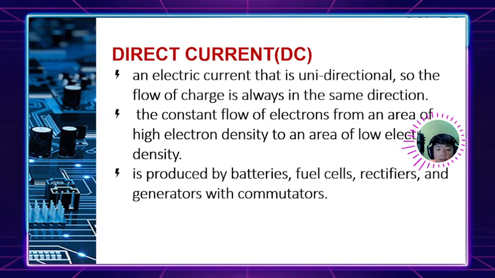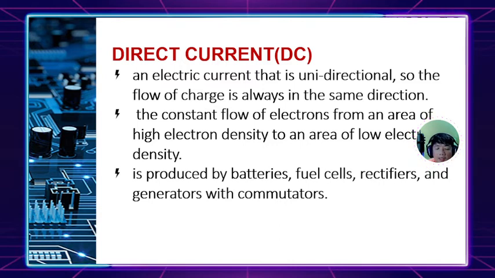Now, we already know kung ano ang meaning ng alternating current. So, this time, let's get to know more about the DC. Okay. The DC or direct current is also an electric current that is unidirectional, meaning to say, one direction. So the flow of charge is always in the same direction. It is the constant flow of electrons from an area of high electron density to an area of low electron density.